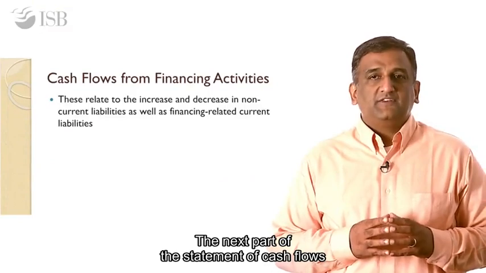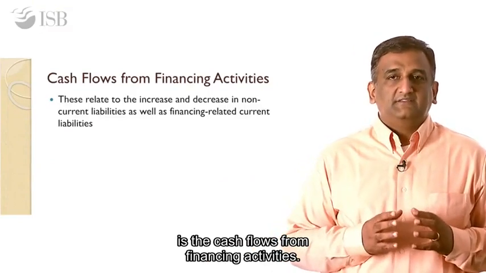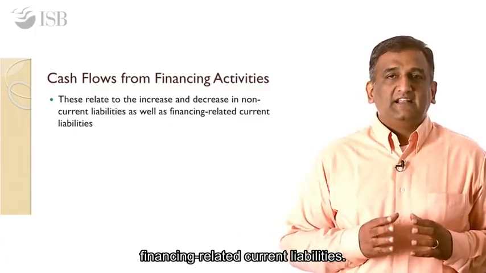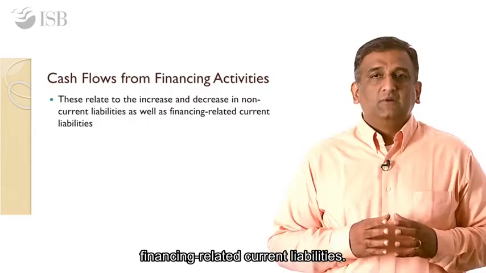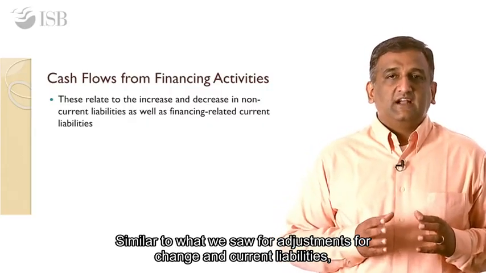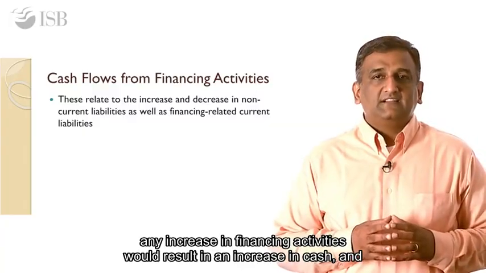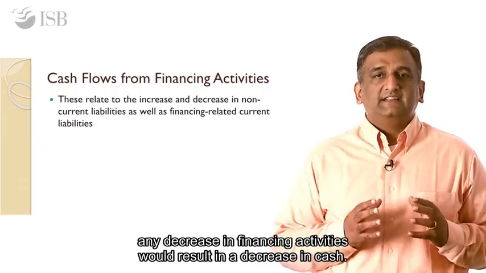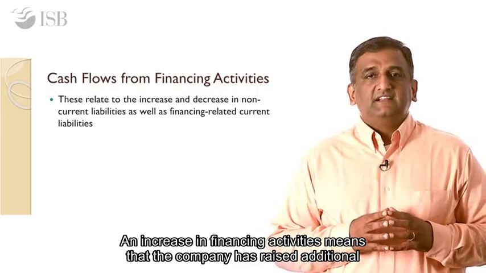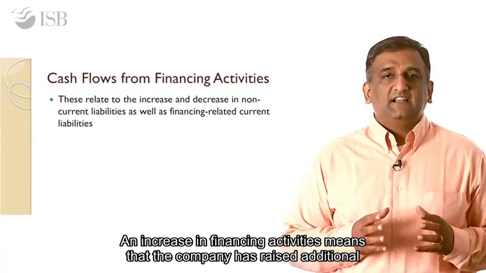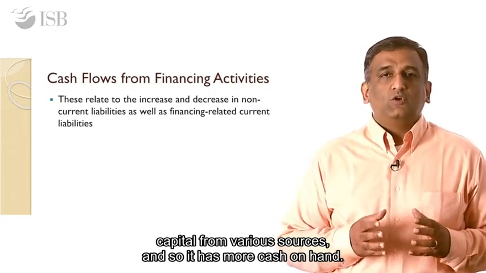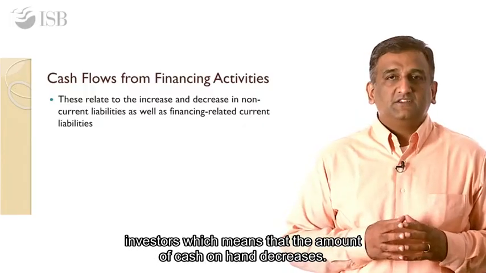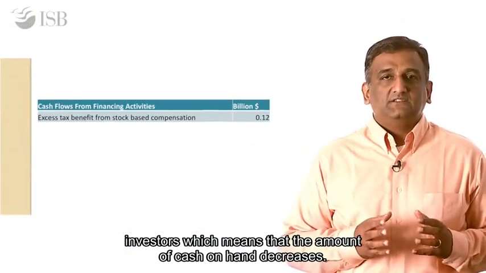The next part of the statement of cash flows is the cash flows from financing activities. These relate to the increase and decrease in non-current liabilities as well as financing related current liabilities. Similar to what we saw for adjustments for change in current liabilities, any increase in financing activities would result in an increase in cash, and any decrease in financing activities would result in a decrease in cash. An increase in financing activities means that the company has raised additional capital from various sources, and so it has more cash on hand. Conversely, a decrease would mean that the company has paid back some of its investors, which means that the amount of cash on hand decreases.